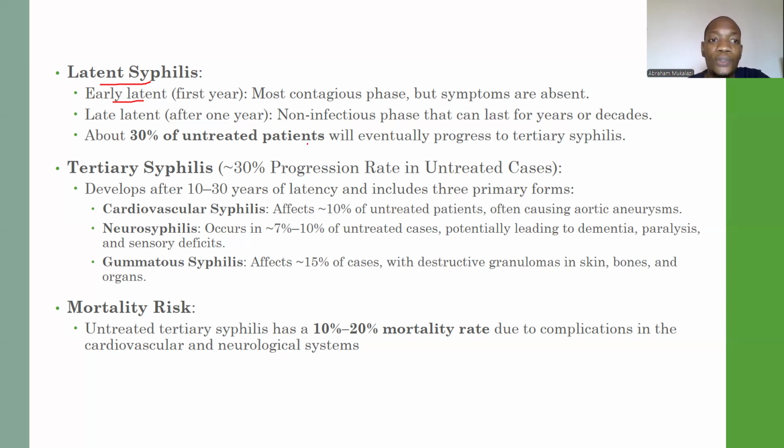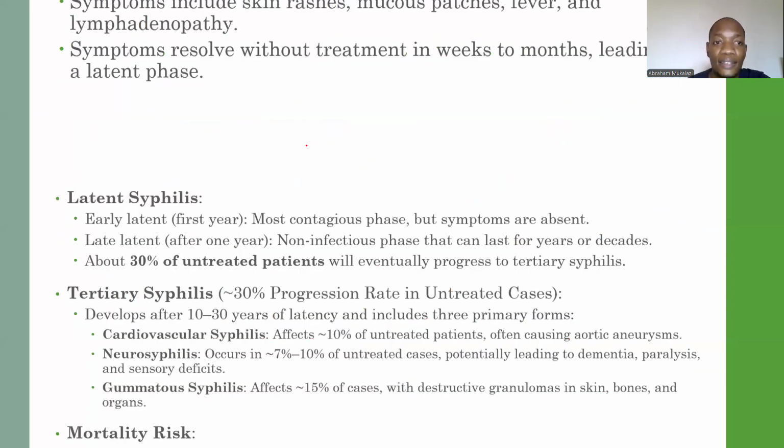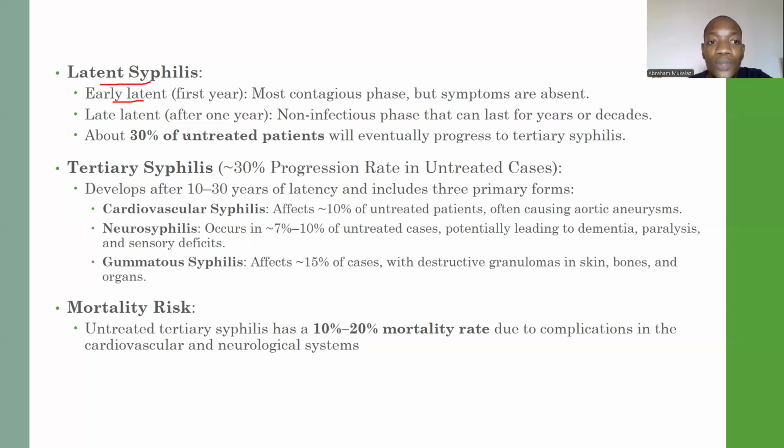So you need to know these numbers. We started with 100% of patients infected with syphilis, 75% will clear without progressing. Then 25% will progress to give you secondary syphilis. Then upon reaching secondary syphilis, most of them would heal without complications. Then a small percentage will go on to develop latency. So now, if you don't treat those ones, only about 30% of those who had secondary syphilis will go ahead to give you tertiary syphilis.